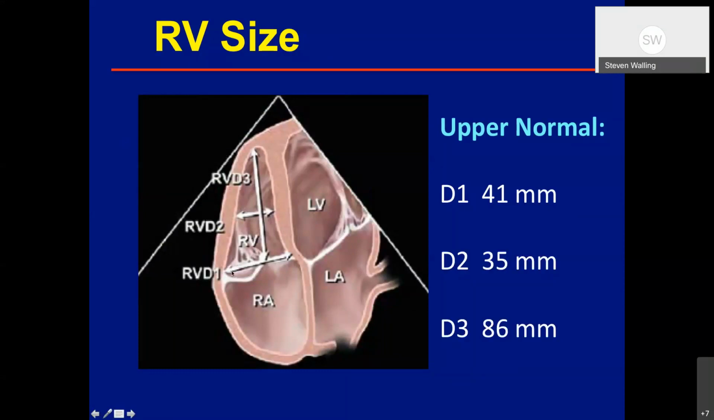And then we also talk about the 2D numbers at the end of diastole. If you draw the 2D, the size should be around 20 square centimeters for women and 24 square centimeters for men. So that is for the RV size.